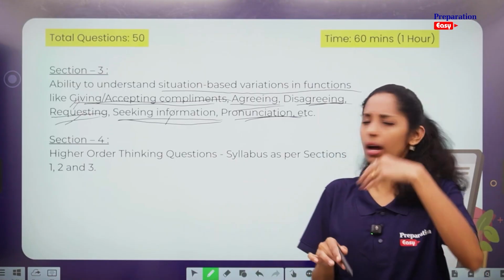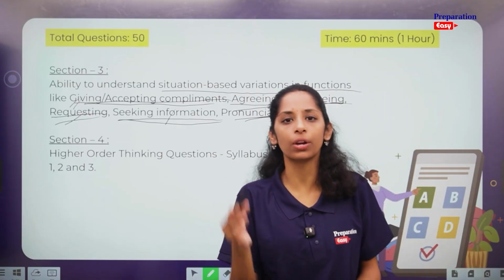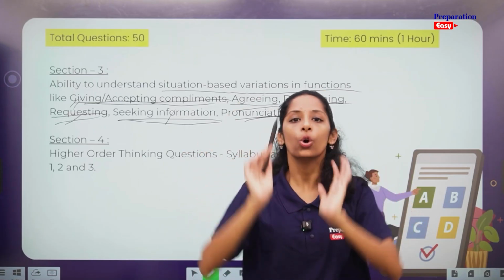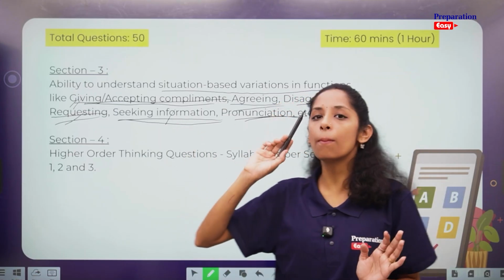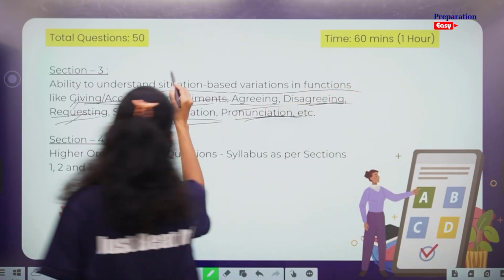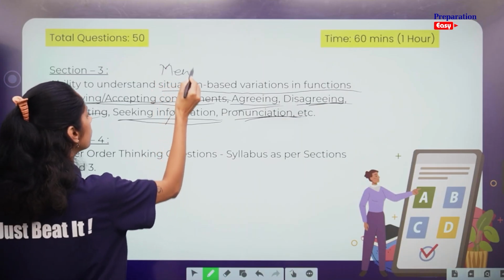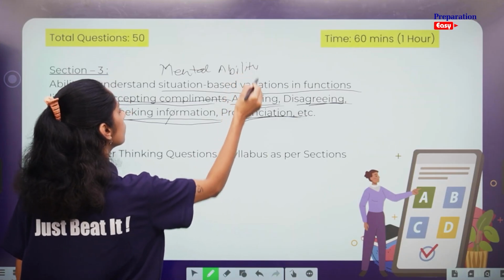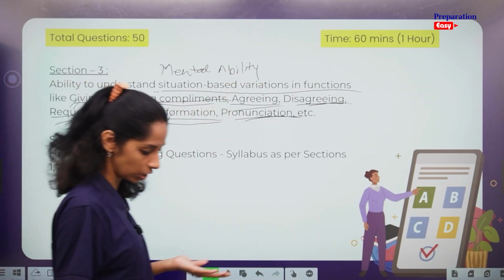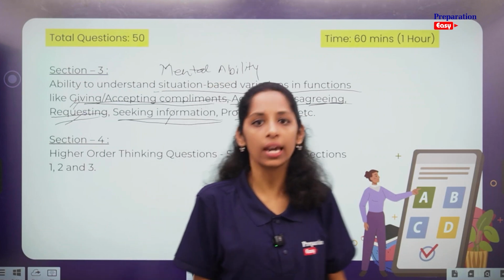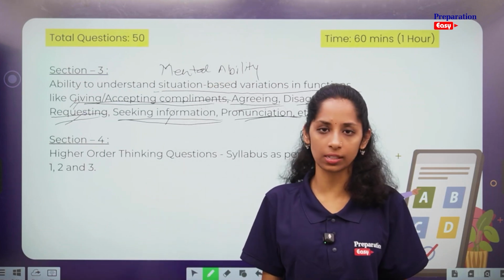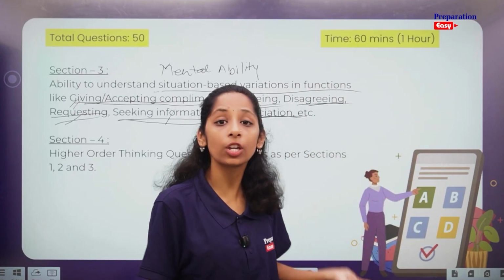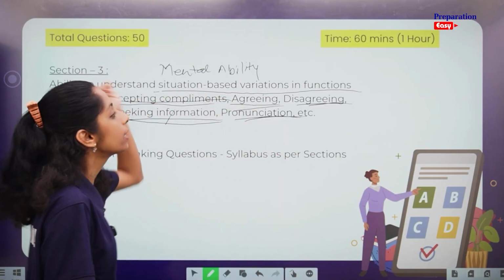The difficulty level again becomes higher when we move to section 3. It is like section 1, section 2, section 3 and section 4. Okay, so yes, section 3 is about your mental ability to understand the situation based variations. How do you respond? Okay, how do you respond while you are communicating with someone? It is not just speaking, it is not just making your vocabulary strong, it is not just making your reading better, it is also making your communication better.